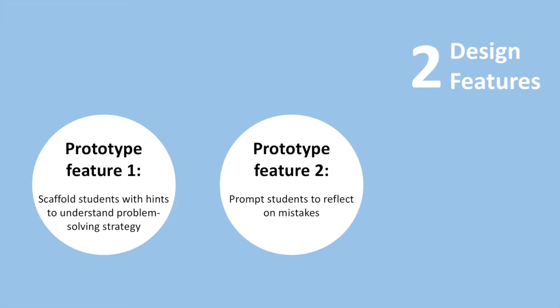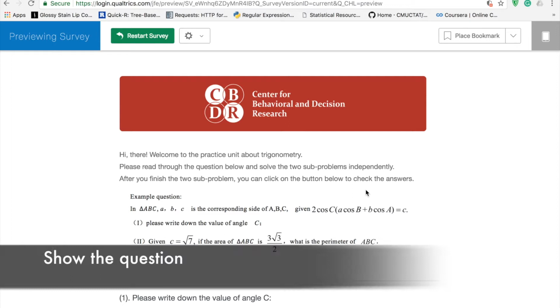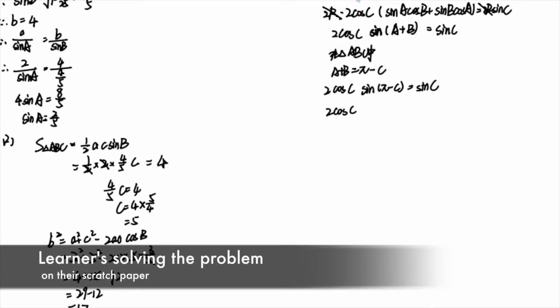Now, let's go through the overall flow of the prototype of the step loop adaptivity. This is a demonstration for one trigonometry question with two sub-problems. First, let's open the prototype. The question is shown on the screen for the learners, and then the learners will solve the problem on their own scratch paper.